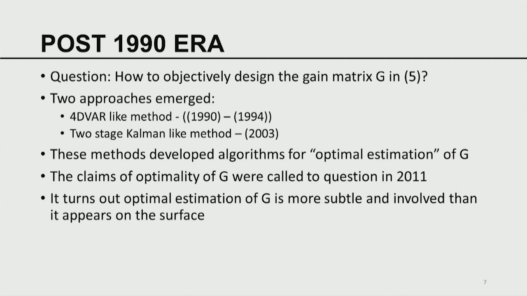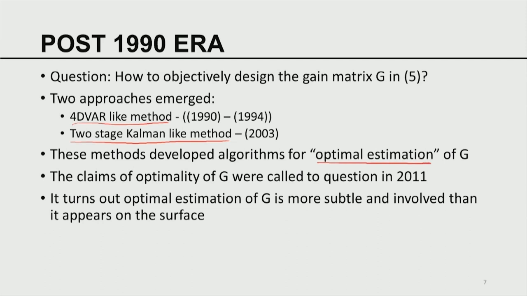So two approaches emerged within this quest for the optimal design of the gain matrix. One is the 4DVAR-like methods. Another is the two-stage Kalman filter-like methods. The 4DVAR methods sprang up in the early 1990s, around 1994. The two-stage Kalman-like method was announced around 2003. These methods developed algorithms for optimal estimation of G.